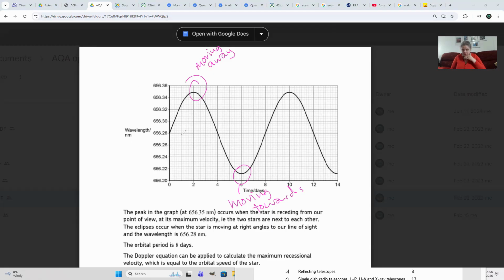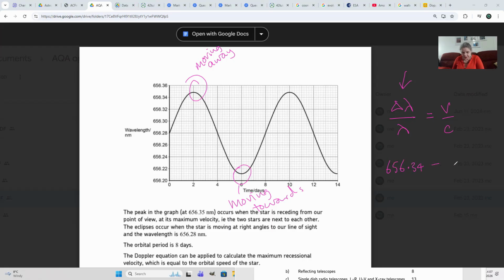Now you can see that it's not changing the wavelength very much. These are all 656 point something. So it's not changing much, but we could work out the velocity because the change in wavelength divided by the wavelength is equal to v over c. Okay, so we could work out what the velocity is. The maximum velocity is going to be given by the maximum change, okay? So let's do it.